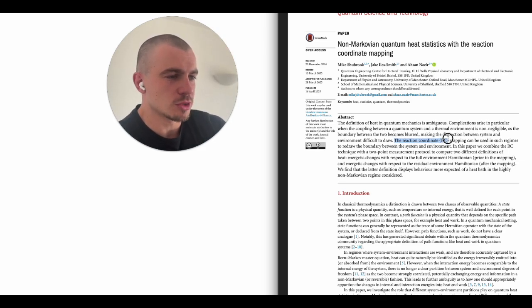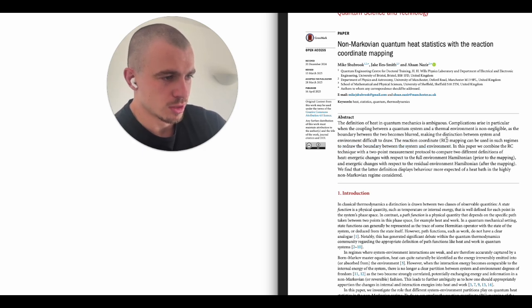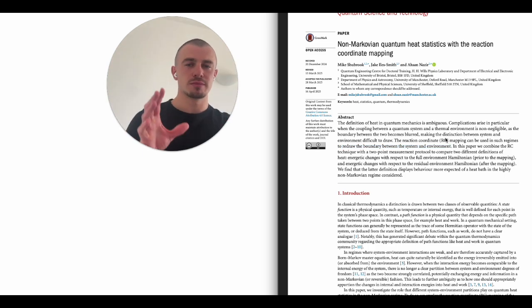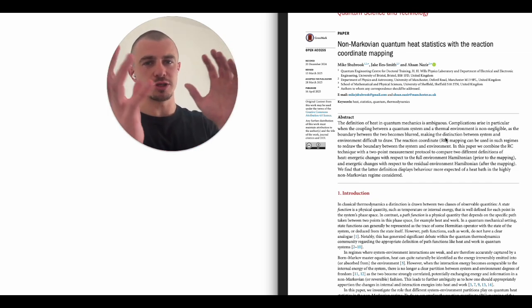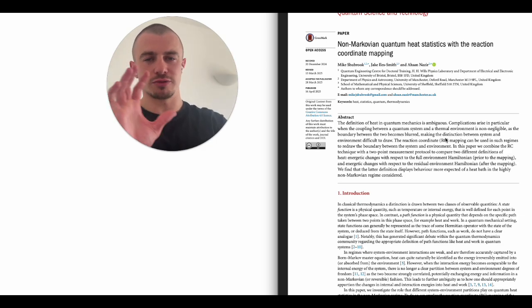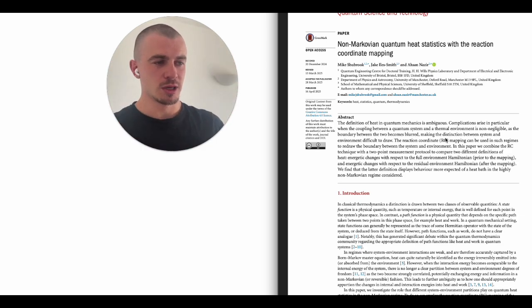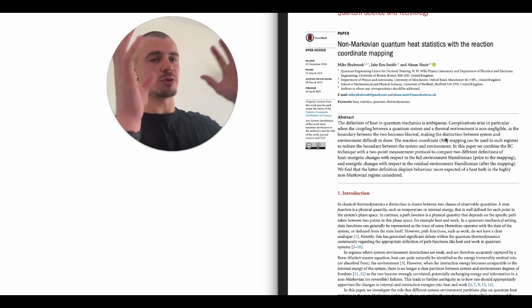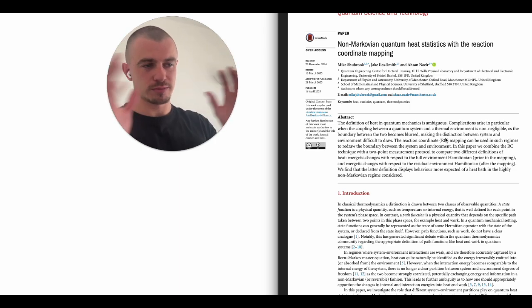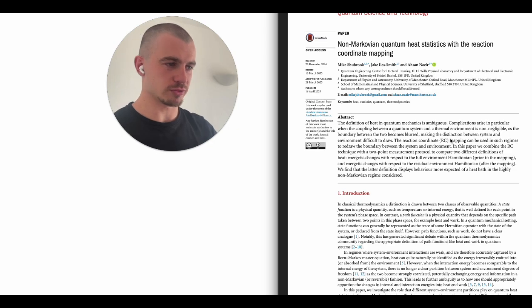So we say that the reaction coordinate, which often gets shortened to RC, mapping can be used in these regimes to redraw the boundary between the system and the environment. So if in our original frame the boundary is blurry, we can perform this reaction coordinate mapping, which I always just think of as a rotation in Hilbert space basically, and we're just changing our view of what's going on. That's the way I think about unitary transformations.